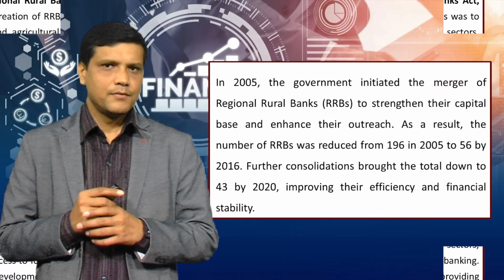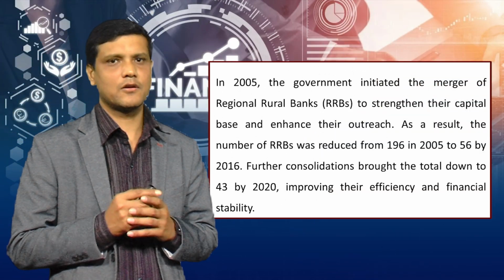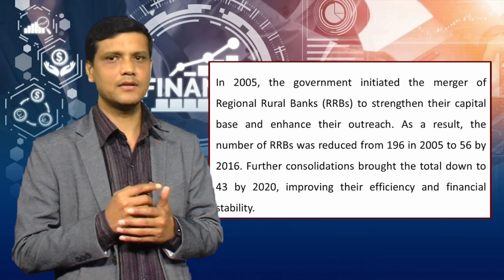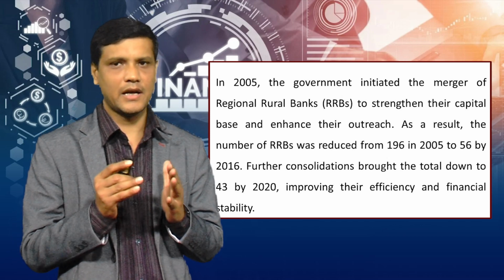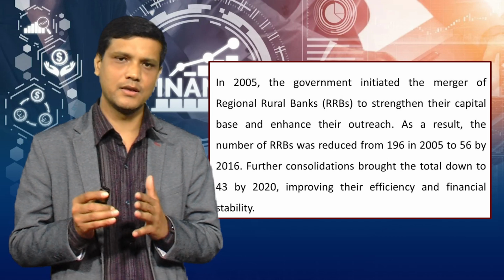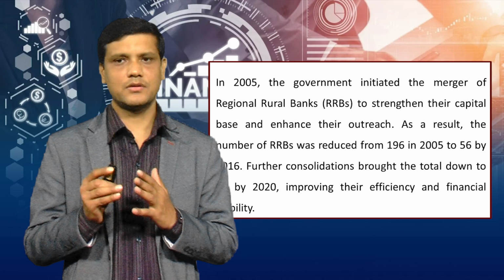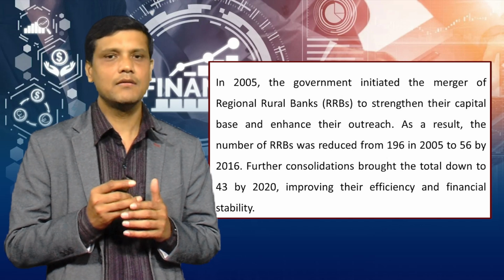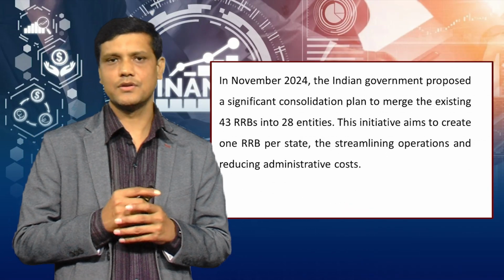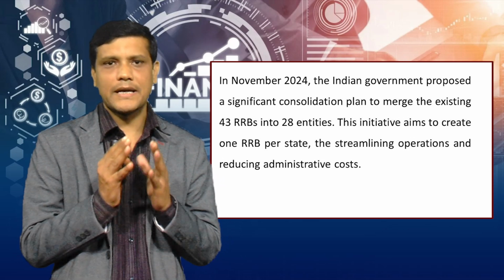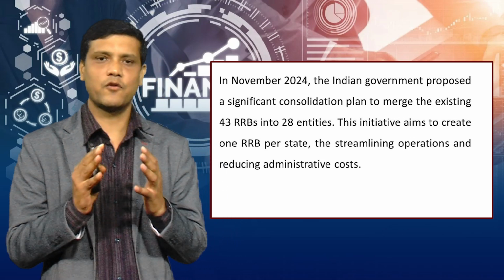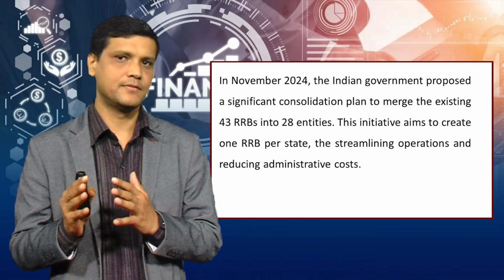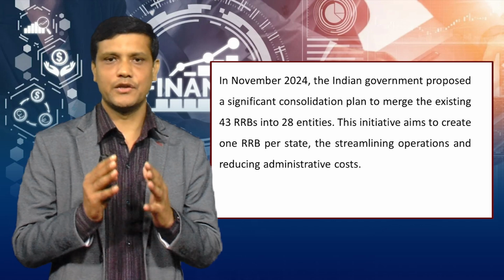In 2005, the government initiated the merger of RRBs to strengthen their capital base and enhance their outreach. As a result, the number of RRBs was reduced from 196 in 2005 to 56 by 2016. Further, consolidations brought the total down to 43 by 2020, improving their efficiency and financial stability. In November 2024, the Indian government proposed a significant consolidation plan to merge the existing 43 RRBs into 28 entities. This initiative aims to create one RRB per state, thus streamlining operations and reducing administrative cost.